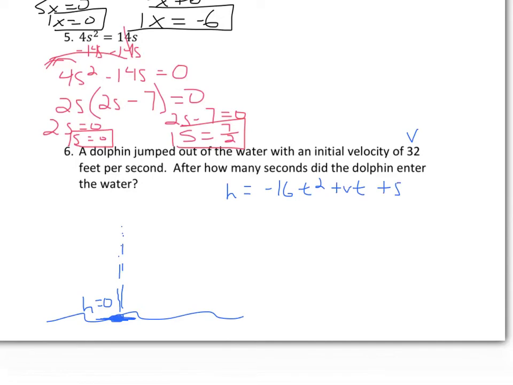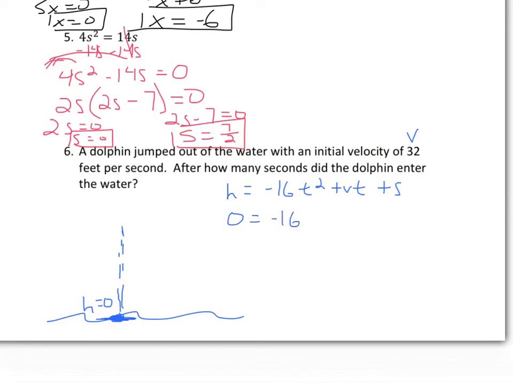Well, remember, from the end of this problem, after how many seconds did the dolphin enter the water? After how many seconds tells us that t is going to be our variable, so that's going to be the one thing that we don't substitute a number in for, because that's what we're going to be solving. Now, when the dolphin enters back into the water, we want h to be 0.